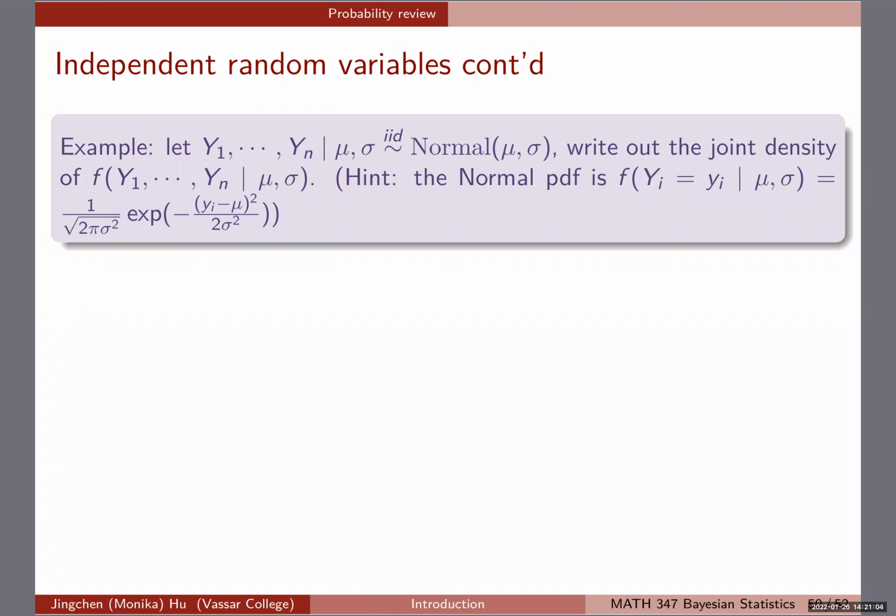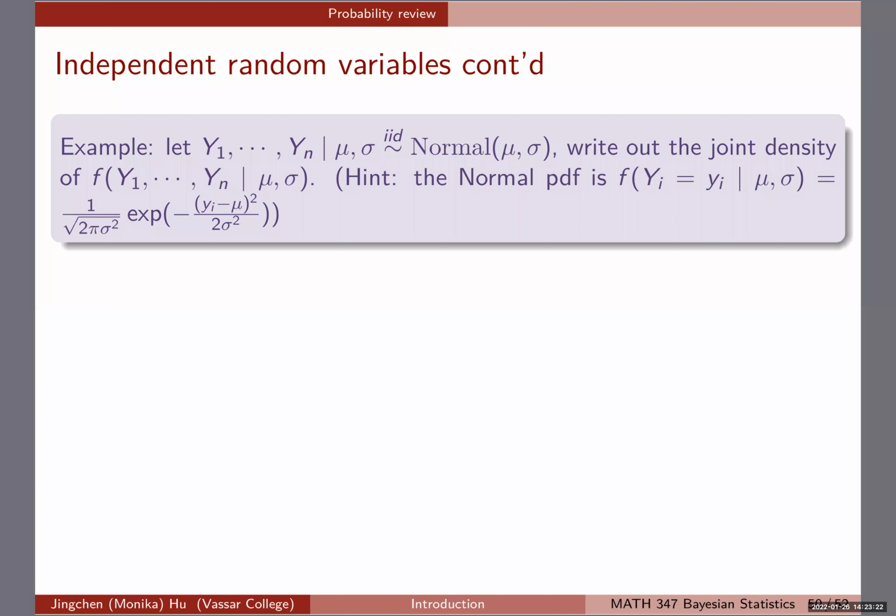The previous slide talks about the joint PDF, how to get the joint from the product of the marginals. But this is a specific example where all of the marginals are the same normal. So I want you to give it a try to write out the joint of all of them given mu and sigma, those are the normal parameters. We'll look at the solution together in about a few minutes, and feel free to check in with your neighbors as well.